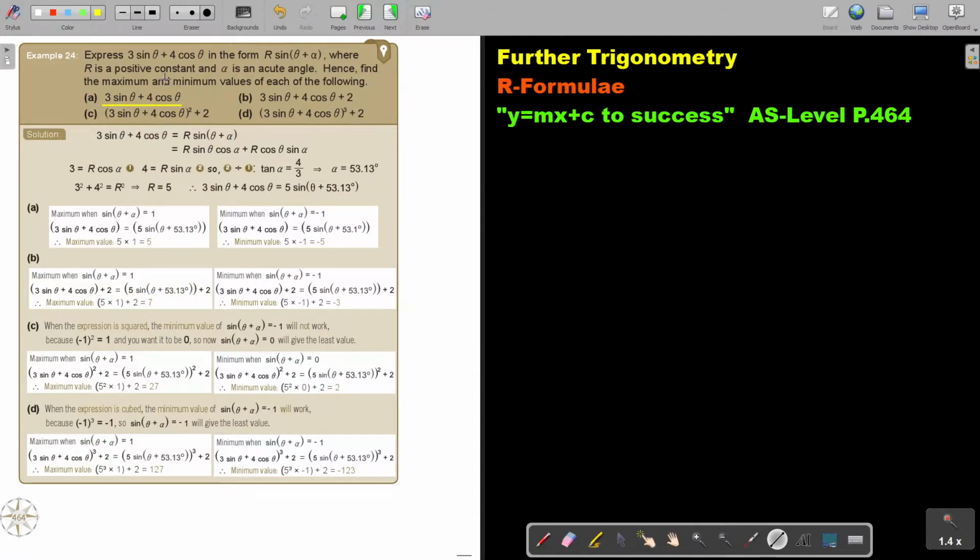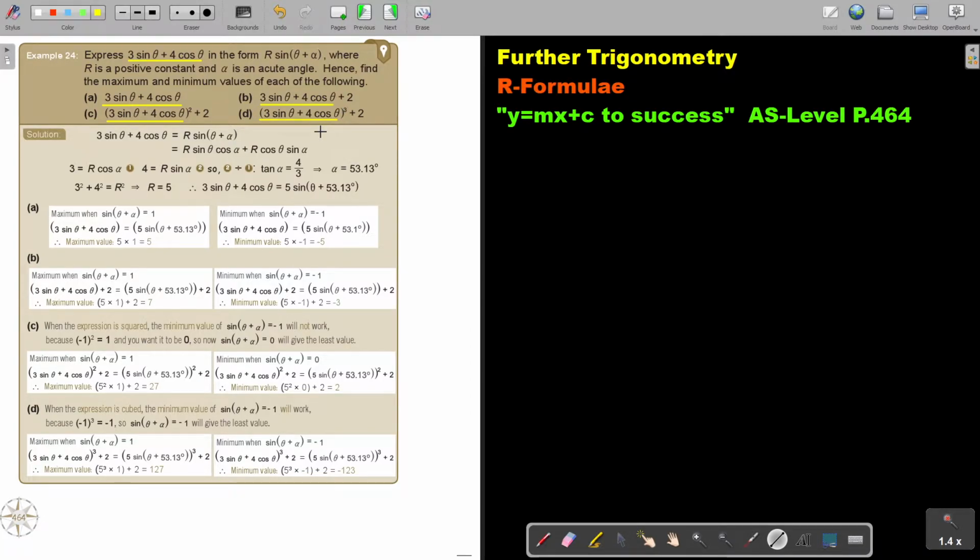If you compare, the first one is exactly that expression. Then this one is exactly that, but then they add 2. This is exactly that, they square it and add 2. And this is exactly that, then they cube it and add 2.